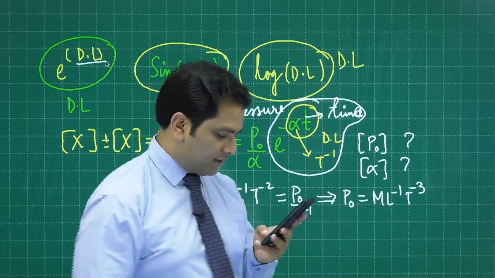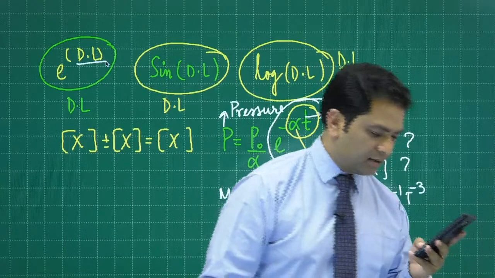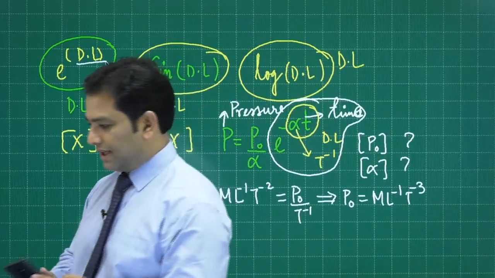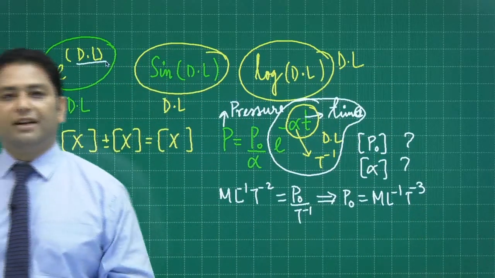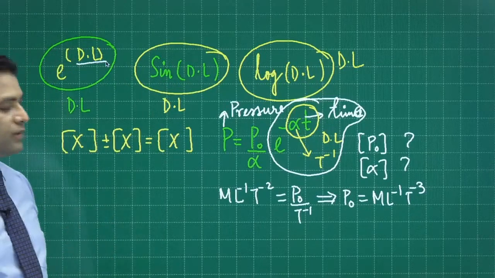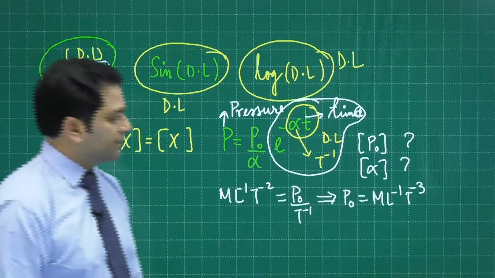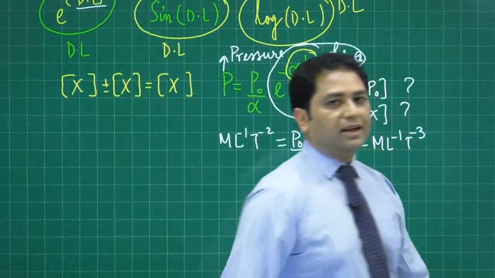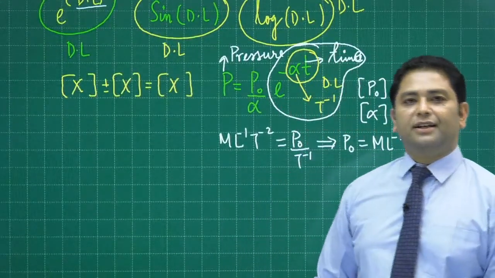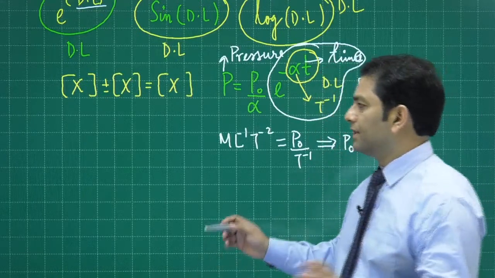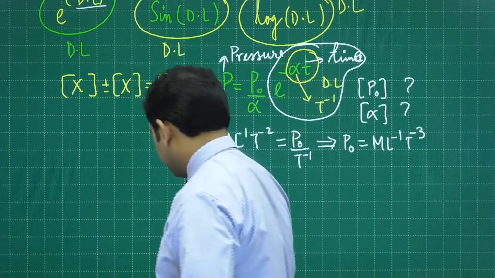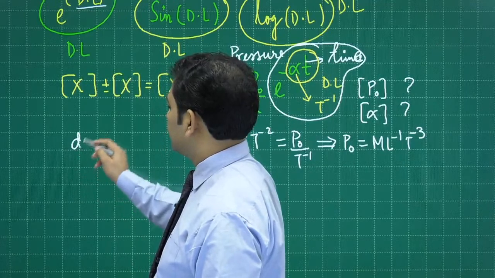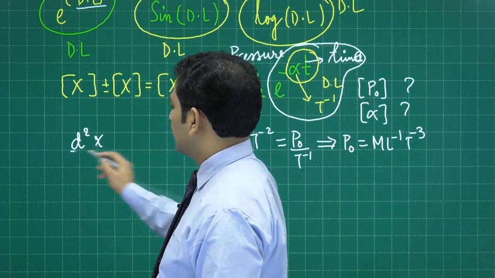Okay, Ravi says, what happens to the dimension when we differentiate it? We are coming to that. That's a nice thing. Now let us try to see dimensions when it comes to differentiation and integration. Let us try to understand that. To understand the dimension of derivative and integration, let's take an example.